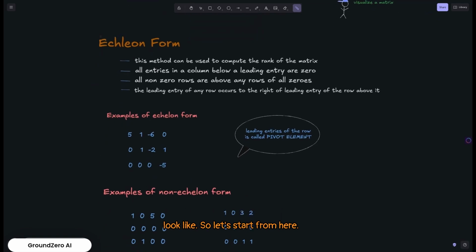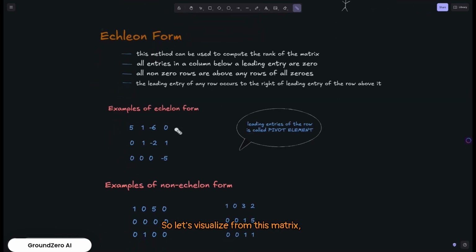Cool. So let's start from here. Let's visualize from this matrix, right? We're gonna match all these points about the conditions of echelon form, and we'll verify if this matrix is in echelon form or not. The first condition says the entries in the column below a leading entry are zero. So what is a leading entry? We first need to define it, right?